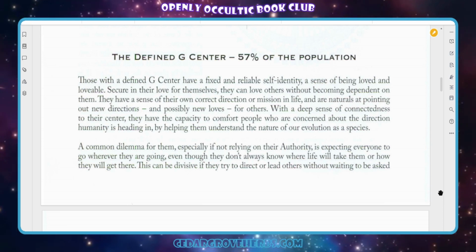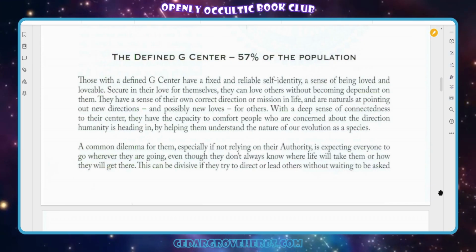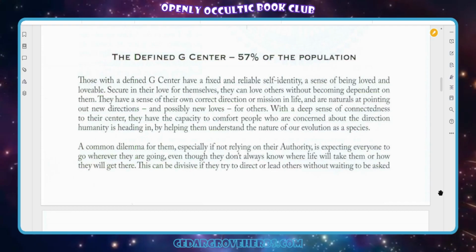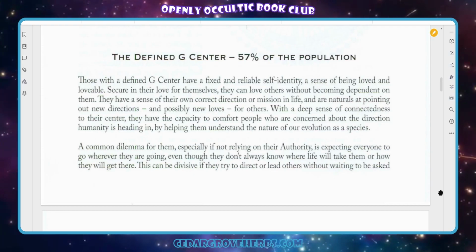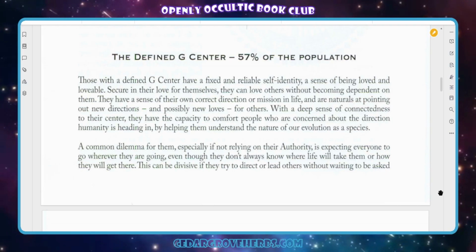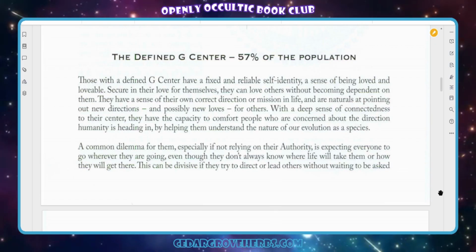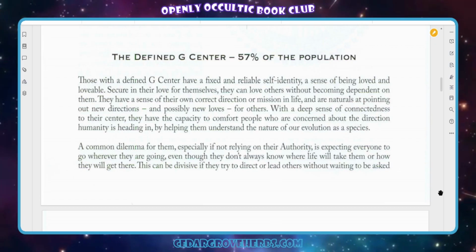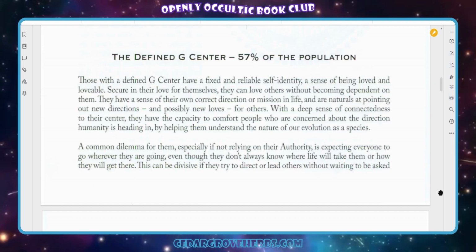Hey, look at me doing just what it says, right? With a deep sense of connectedness, and I have a defined G center, I have the capacity to comfort people who are concerned about the direction humanity is heading in by helping them understand the nature of our evolution as a species. Of doing this by having this book club and reading this book to you right now in living color as we speak. Yes.